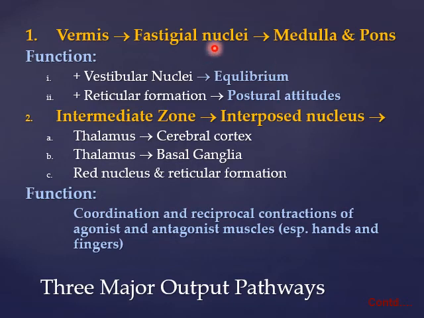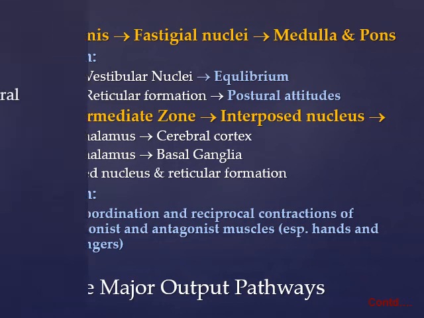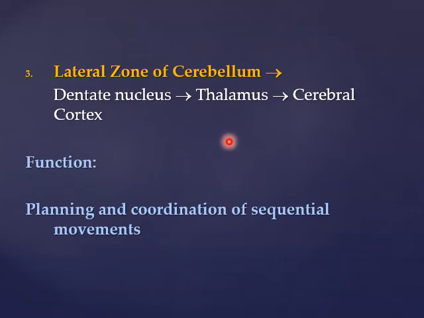So the vermis function is equilibrium and postural attitudes. The intermediate zone, through the interposed nucleus, usually functions in coordination and reciprocal contraction of agonist-antagonist muscles, for example, hands and fingers. The lateral zone usually involves the dentate nucleus to the cerebellar cortex, of course through relaying in the thalamus, and the function is planning and coordination of sequential movements.